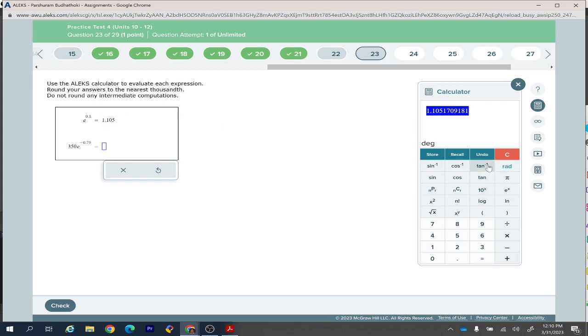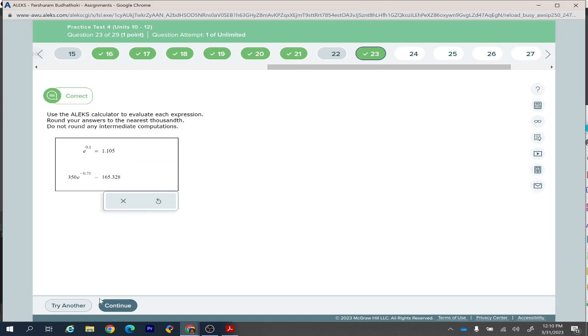The next one is 350 times e to the power negative 0.75. Enter. It's 165.328. Remember, after 8 there is a 2, which is less than 5. That's why it stays 8.